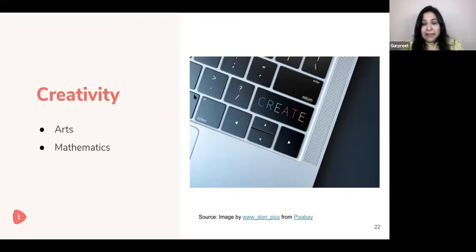Out pop the words that as human beings, we create a number of things around us. So we are going to now look at the concept of creativity from the point of view of arts and mathematics. So, Jiten, when you look at creativity as an art teacher, what do you see?